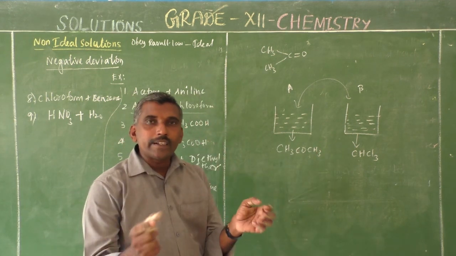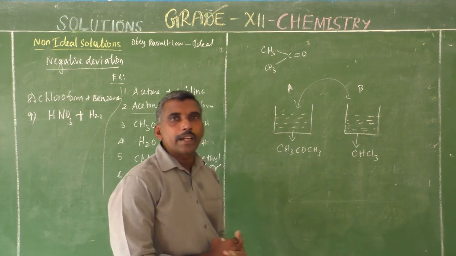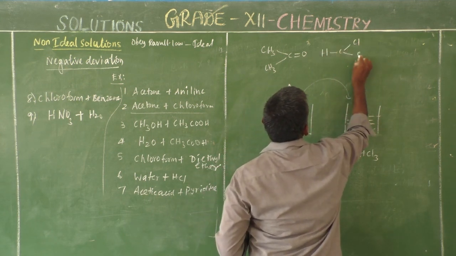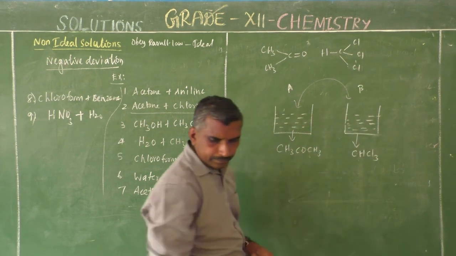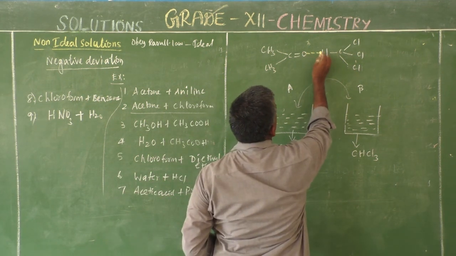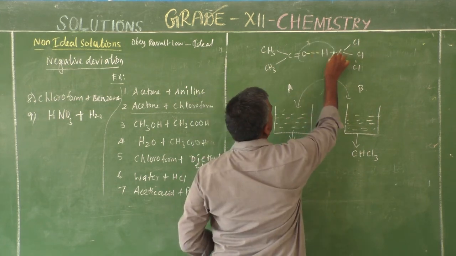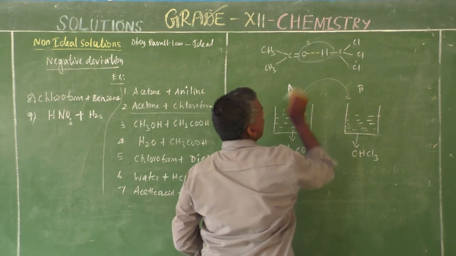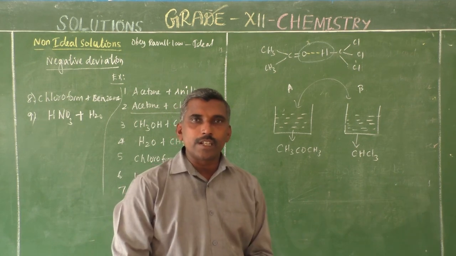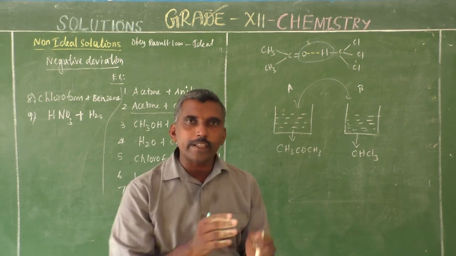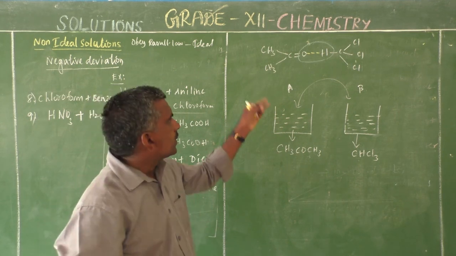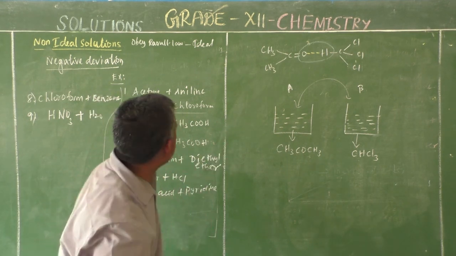Here intermolecular attraction takes place. A hydrogen bond forms between acetone and chloroform, between an electronegative element and hydrogen. When the hydrogen bond forms, the vapor pressure of the resulting solution decreases because the molecules come closer together. So the escaping tendency of this mixture is very low. So this is a negative deviation.